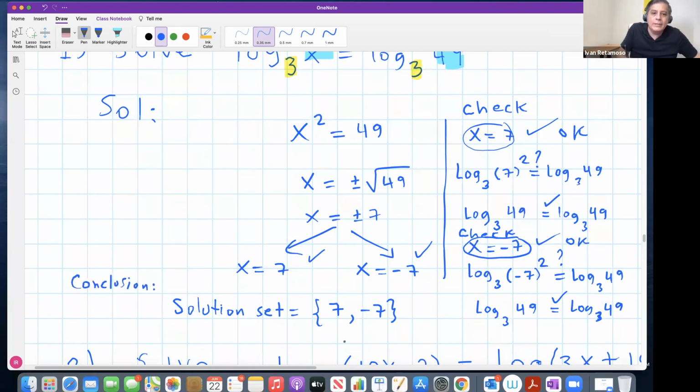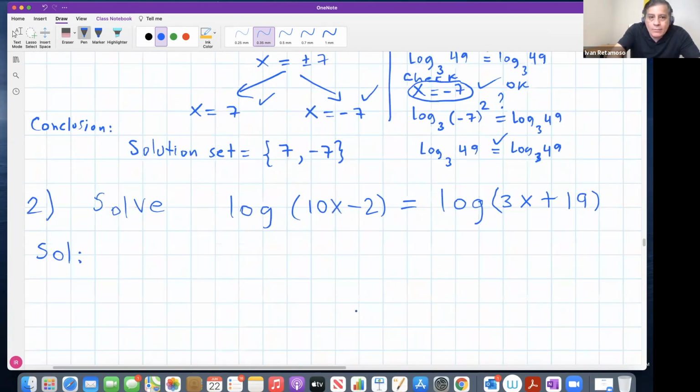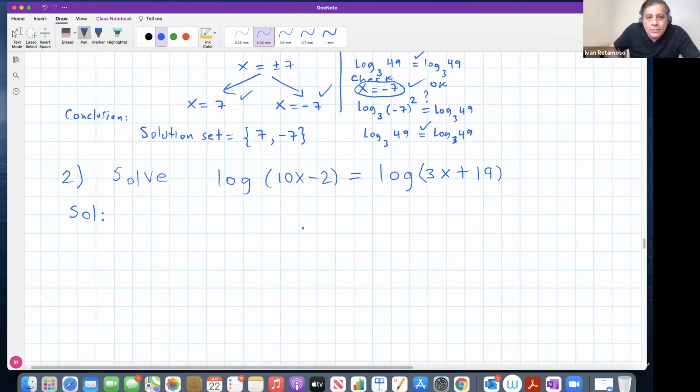So the moral of the story is, when you're dealing with logarithmic equations, always check, guys, okay? Always check. Here is another one, before I give you some exercises to work on. Suppose they ask you to solve this. Log of 10x minus 2 equal log of 3x plus 19. Professor, there is no base. If there is no base, it just means that the base is 10, so we can write it as 10.